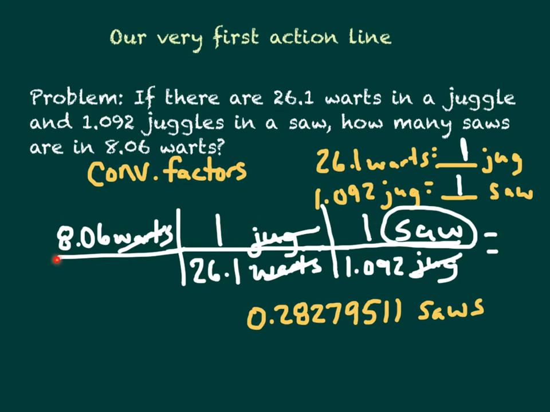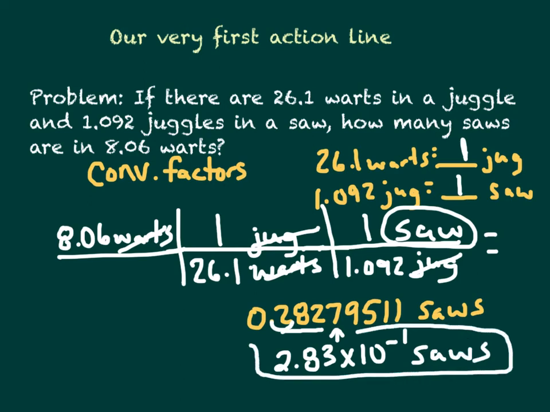We look at this one that we started out with, that's 3 sig figs. This is 3 sig figs, that's 4. So we want 3 sig figs in our final answer. We look at the next digit, which says we rounded up, and we need to write this in scientific notation, which is 2.83 times 10 to the negative first. We only move the decimal over one place right there, saws. And we just did our first action line together.